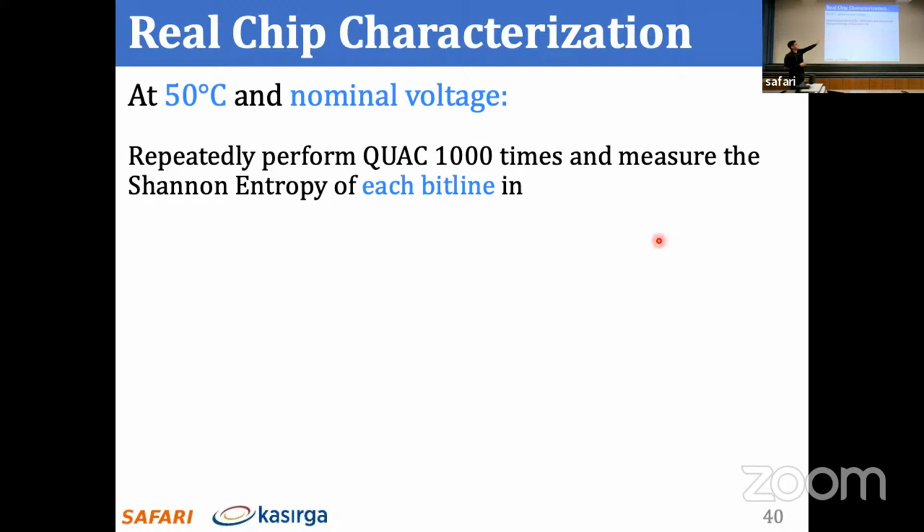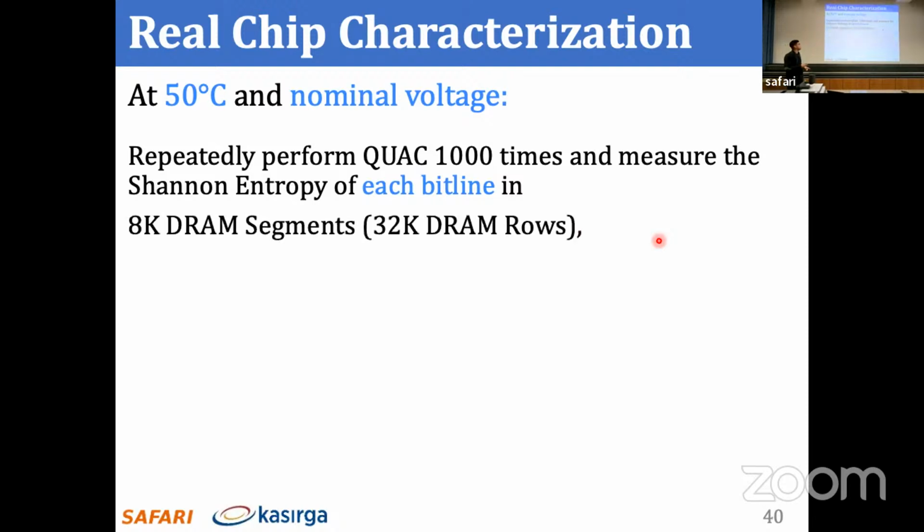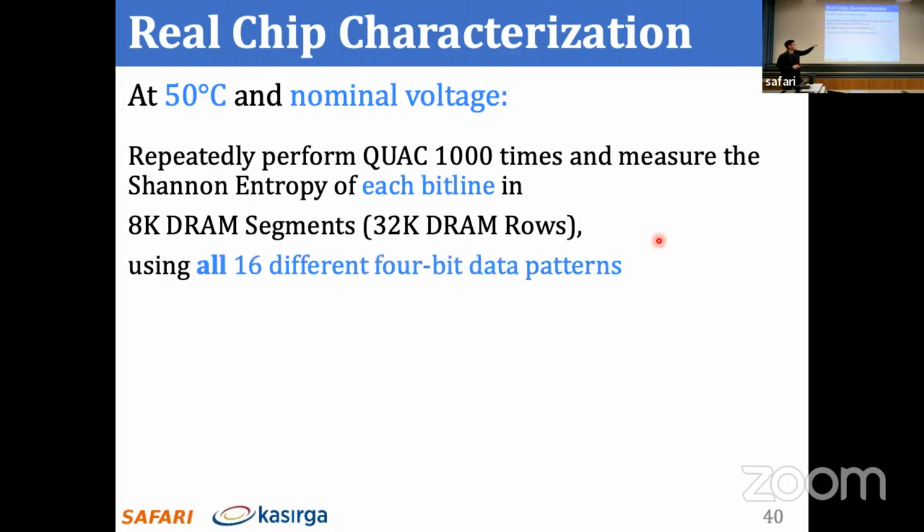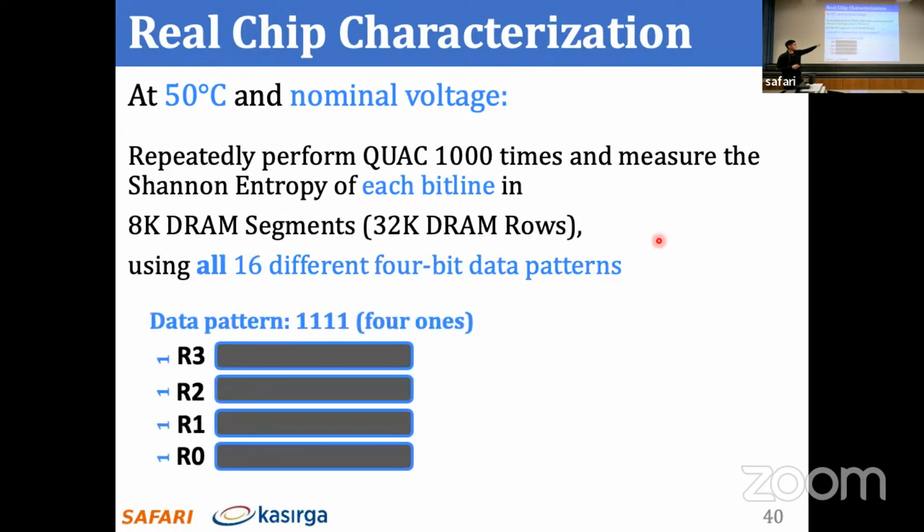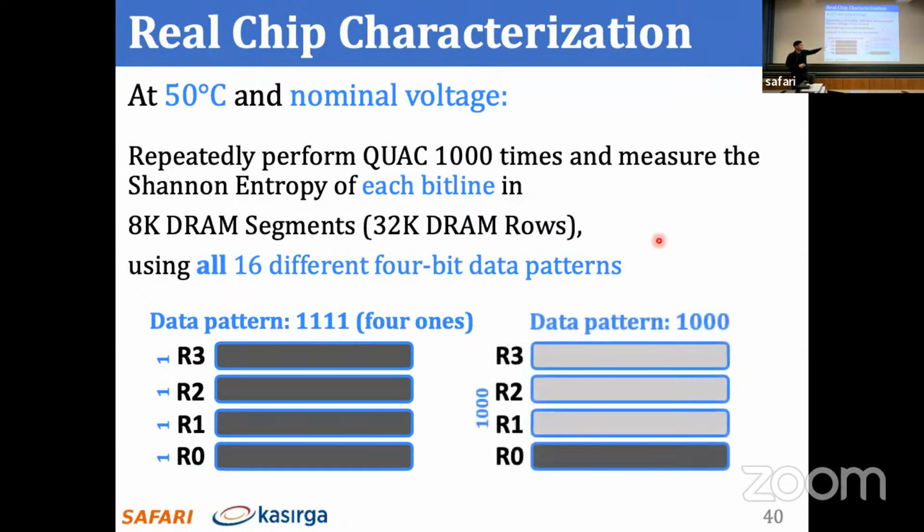As I said, we do this 1,000 times and measure each bit line's Shannon entropy at 50 Celsius and nominal DDR4 voltage. We test 8,000 DRAM segments, so 32,000 DRAM rows in total from each module. And we use 16 4-bit data patterns. A 4-bit data pattern is essentially this. If I'm talking about all ones, I initialize all 4 rows with all ones. If I have a data pattern of 1, 0, 0, 0, I initialize the first row with all ones and the remaining ones with all zeros.